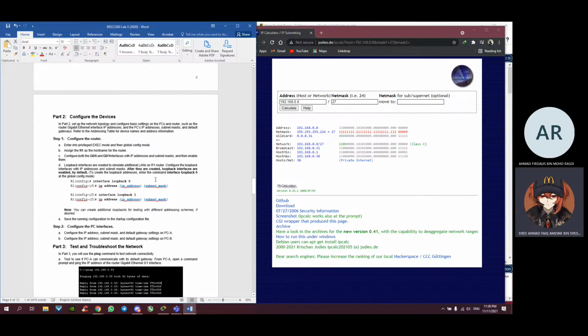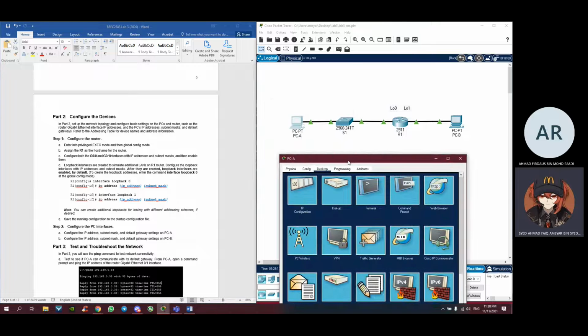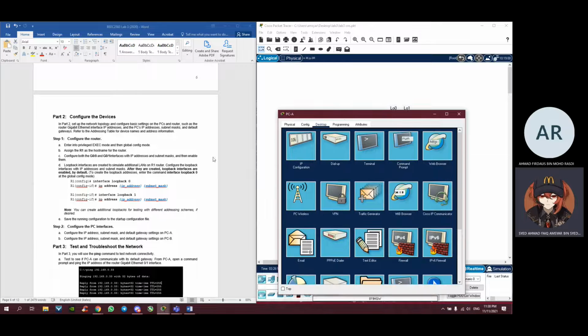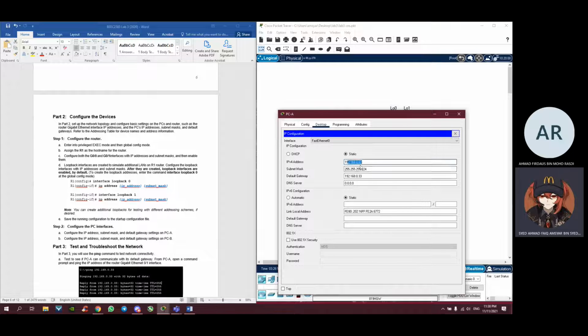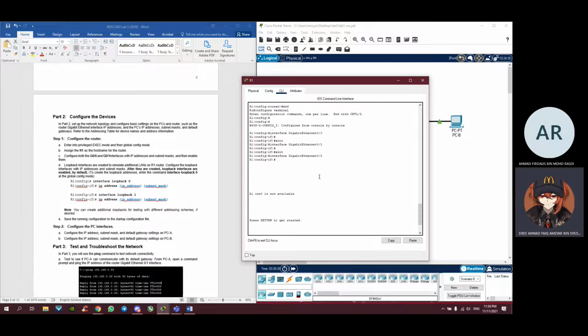Okay, for part 2, configure the devices. First we need to set up the IP configuration for PC-A and PC-B. And then configure the router. Okay, configure the router like this.